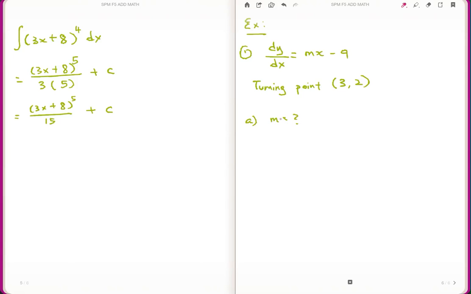So to start off, in order to get m, what can you do? You make use of the term given, turning point. By turning point, meaning dy dx is equal to 0. If you still remember, in Form 4, we have turning point. That's the point where dy dx is equal to 0, where the gradient is 0. So, based on the question given, mx minus 9 will be equal to 0.